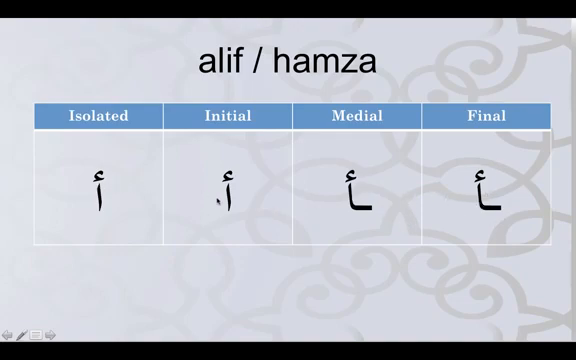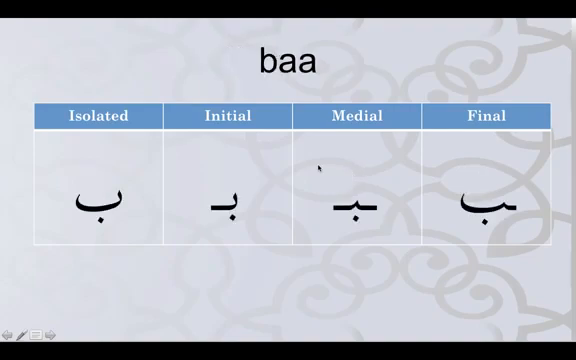Notice that the isolated and initial forms of the alif and the hamza are identical, and the medial and the final forms of the alif and the hamza are identical. And you will notice this a lot when I go through all 28 letters. Some letters have 4 different forms. Its isolated is different than its initial, is different than its medial, and it's different than its final. But for some letters, the isolated and initial might be the same, and the medial and final might be the same. So let's go into the next letter, which is the letter ba.